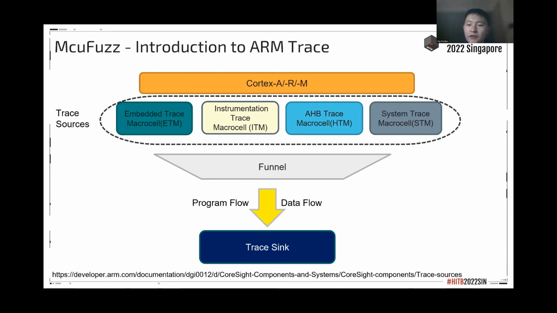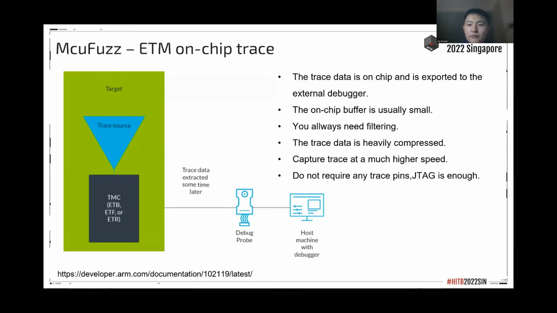We can see that different trace sources are suitable for different scenarios. We are using ETM to help us collect trace data. It is enough for coverage-guided fuzzing. So let's take a look at the characteristics of ETM in detail.